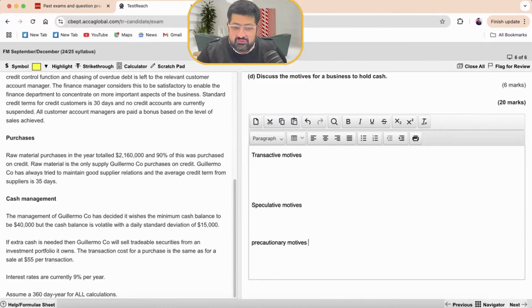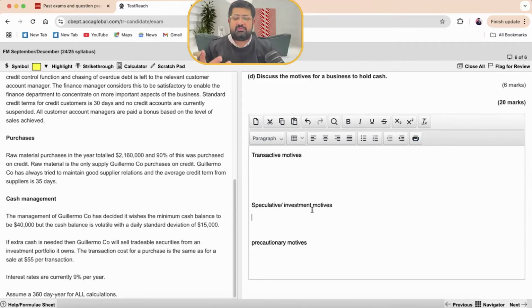So transactive motive: the cash has to be paid for the regular business, for the suppliers, to make payment of wages, daily sundry expenses. So the business must keep that cash with them. So that is called the transactive motive.